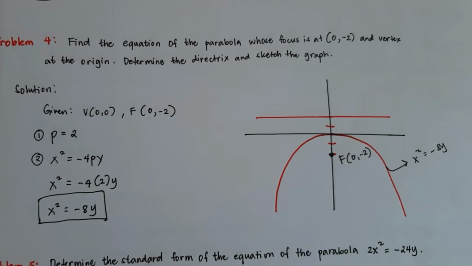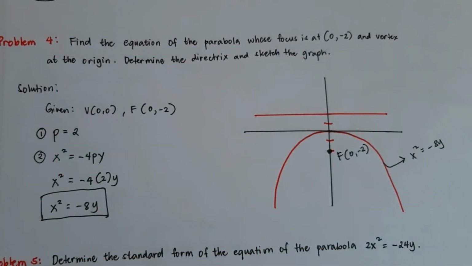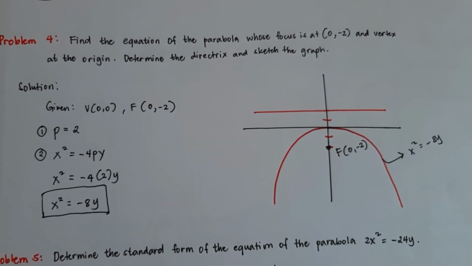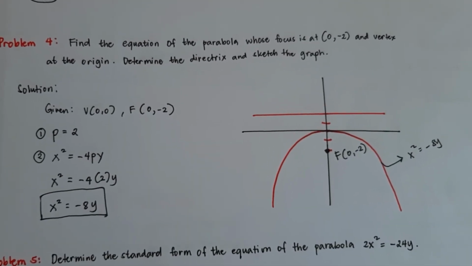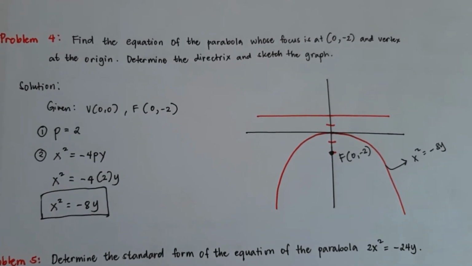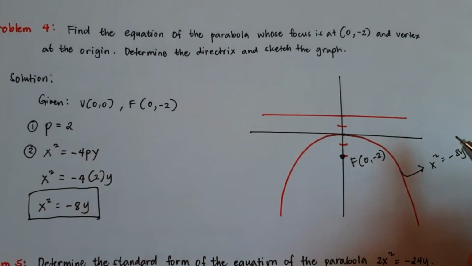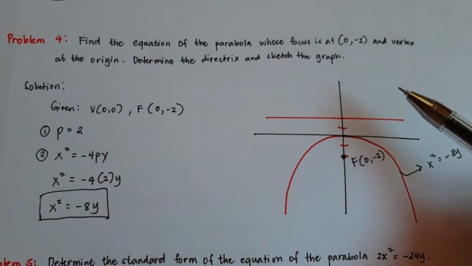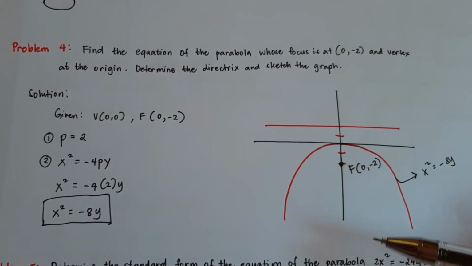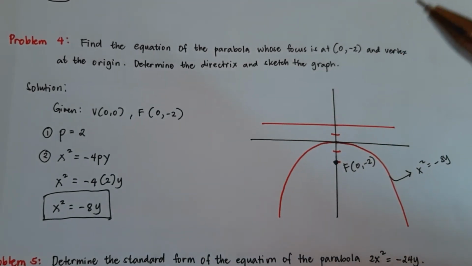Okay, problem number 4, find the equation of the parabola whose focus is at 0, negative 2, and vertex at the origin. Determine the directrix and sketch the graph. Okay, so first imagine mo natin kung ano itsura ng parabola natin. Since ang focus daw ay nasa 0, negative 2, ibig sabihin, ang parabola natin ay opens downward. No? And then, dahil alam natin ang vertex ay nasa origin.